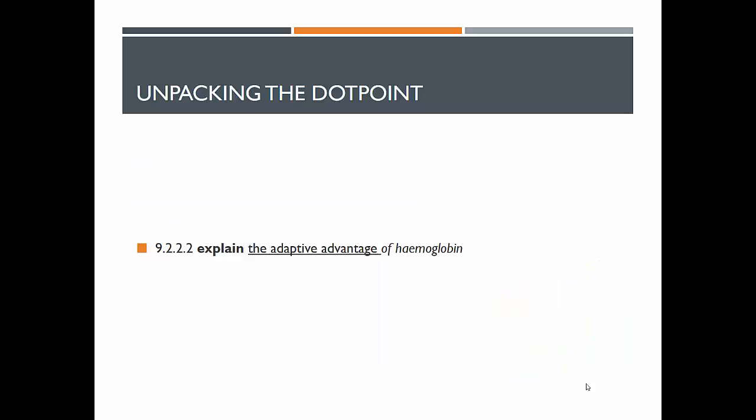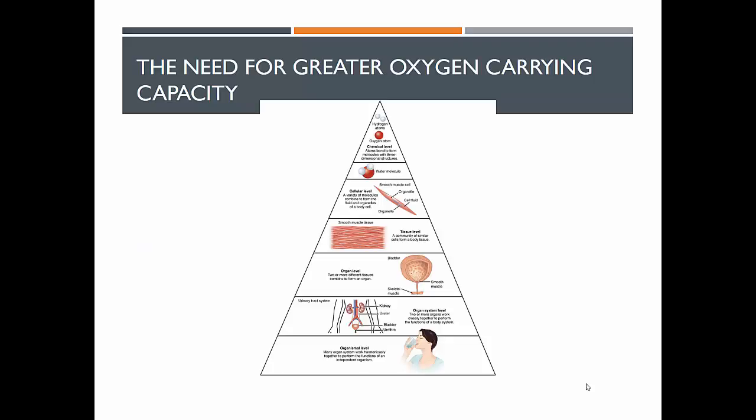Alright, so the idea today is that we are explaining, which means we need to provide an effect. What's the effect of having hemoglobin in our body, and why is this an adaptive advantage? That's essentially what this dot point is asking us: to explain the adaptive advantage of hemoglobin. I think that's pretty straightforward.